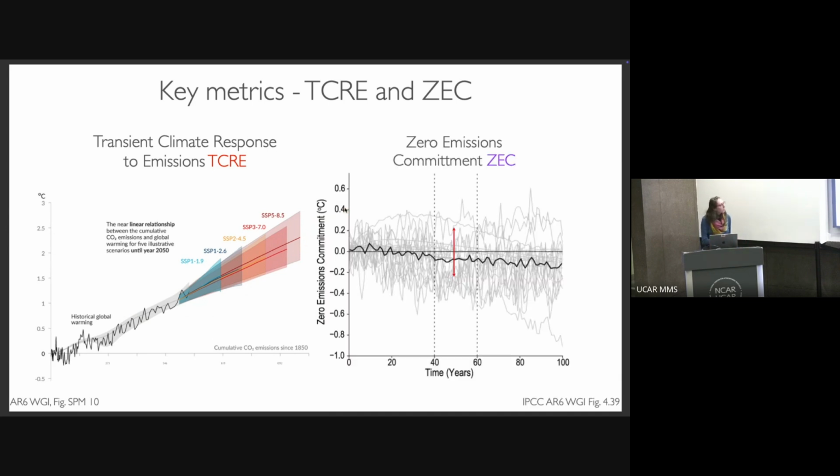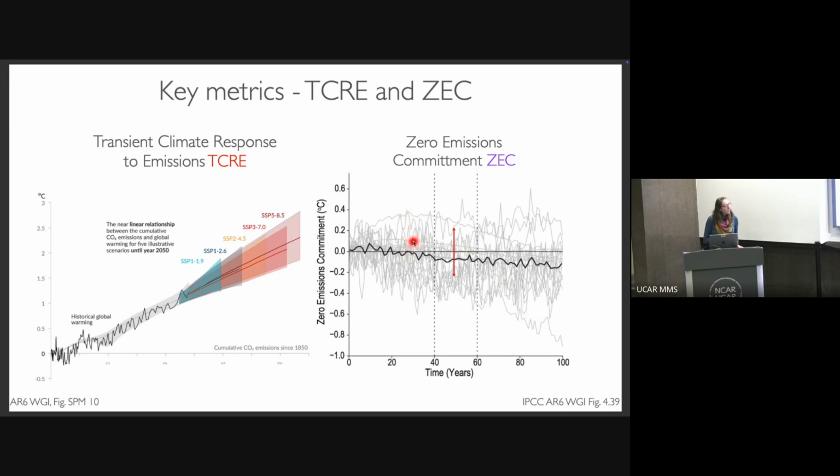A second climate metric that describes the response of temperature to emissions is the zero emissions commitment. And that over here is showing the time after you reach net zero. So imagine we're emitting and then our cumulative emissions stop rising. We go to zero emissions every year. How much temperature change do you get in time?